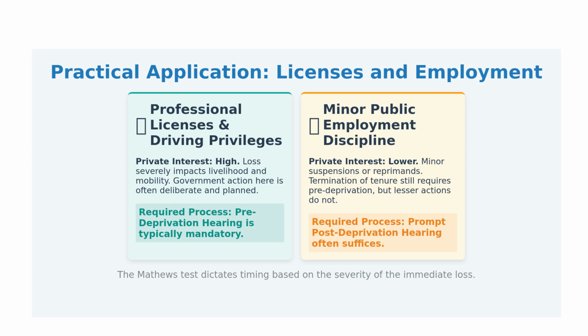Contrast this with public employment. If a tenured professor faces termination, pre-deprivation process is mandatory. However, for minor disciplinary actions against a public employee, such as a short suspension without pay or a reprimand, the private interest is deemed lower. In these lesser cases, the government may impose the discipline first, provided a prompt and meaningful post-deprivation review is available shortly thereafter. The key is always weighing the severity of the immediate impact against administrative feasibility.